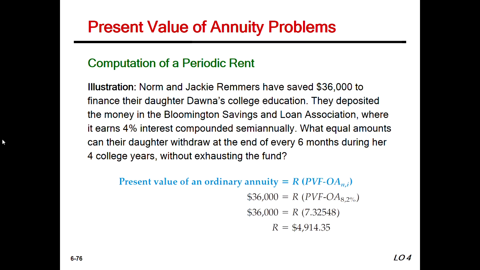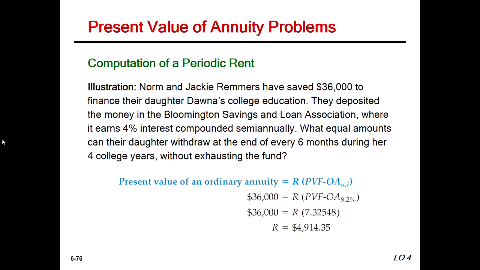So now we've got Norm and Jackie. They've saved $36,000 to finance their daughter's college education. They deposited the money in Bloomington Savings and Loan. It earns 4% interest compounded semi-annually. What equal amounts can their daughter withdraw at the end of every 6 months during her 4 college years without exhausting the funds? We're going to use the present value of an ordinary annuity, which equals rents times the present value factor of an ordinary annuity.